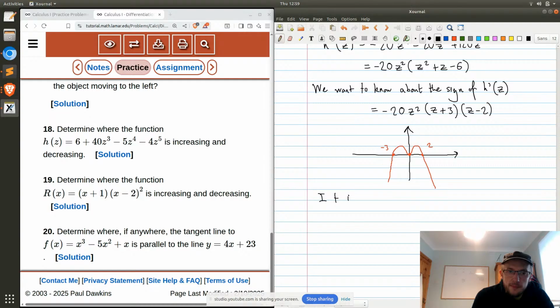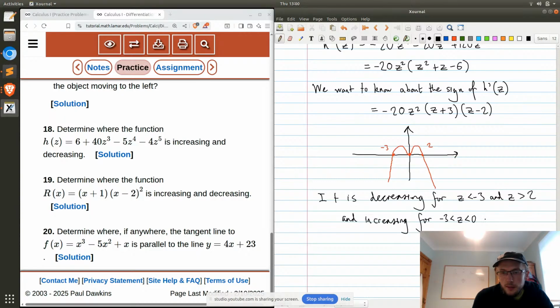And so now we can say something. It is decreasing for z which is less than negative 3, and z which is greater than 2, and increasing for z trapped here and z trapped here.